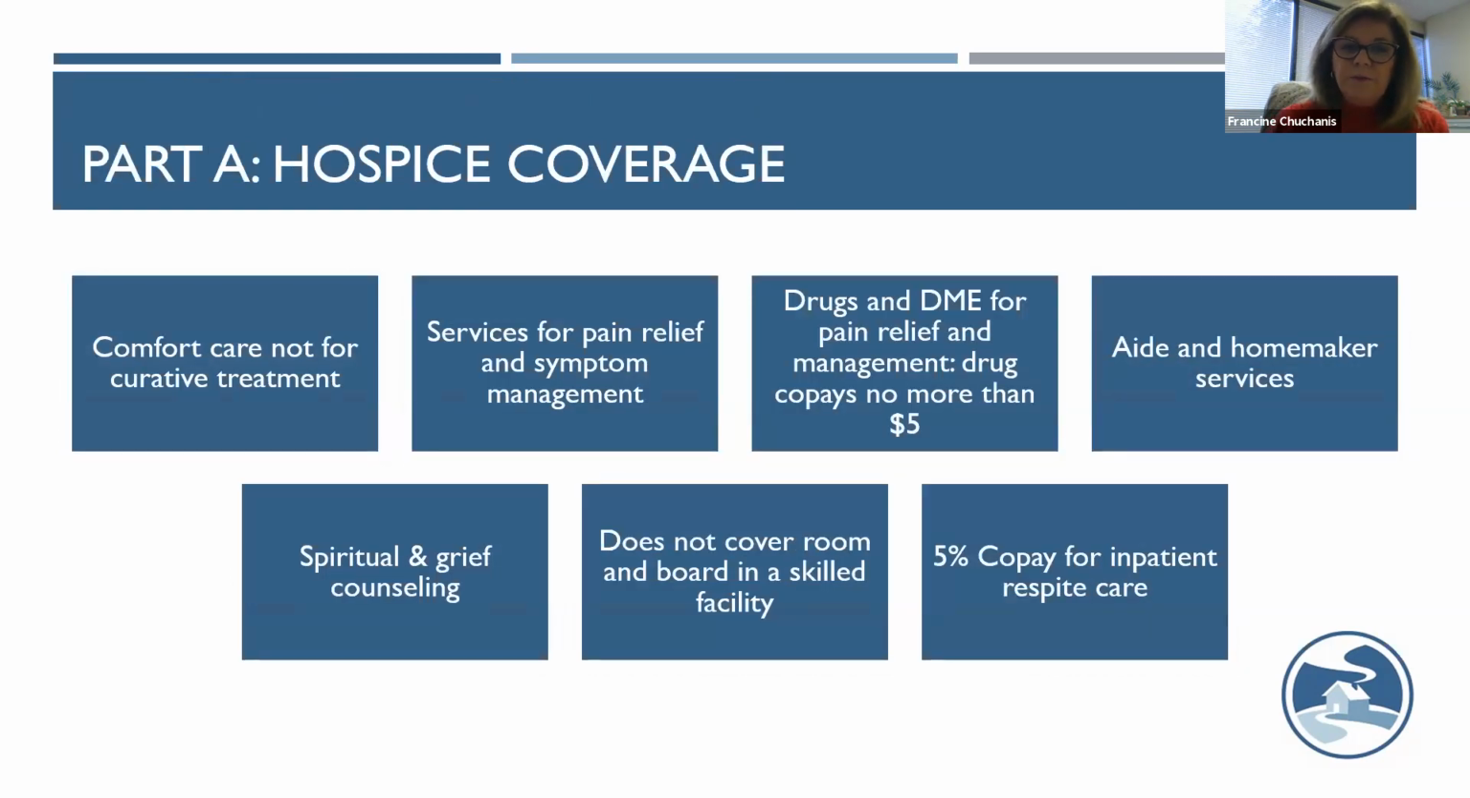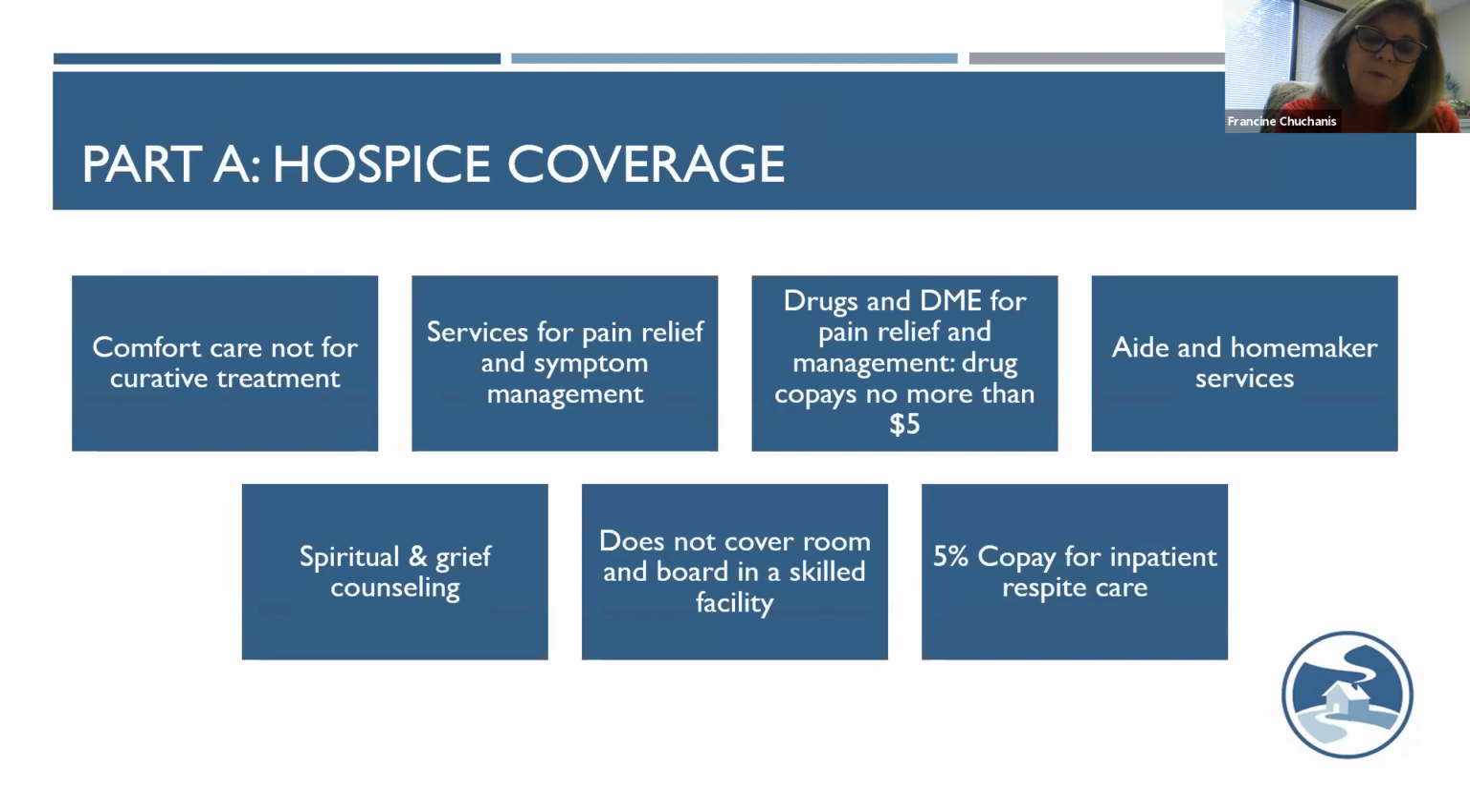Part A also covers hospice services. Hospice is comfort care. It is not curative treatment. It includes services for pain relief and symptom management. It also includes prescriptions, drugs, durable medical equipment for pain relief. And your co-pays for medications under the hospice benefit should be no more than $5. It also can include aid and homemaker services, spiritual and grief counseling.